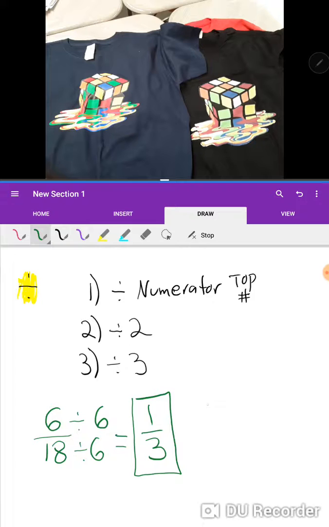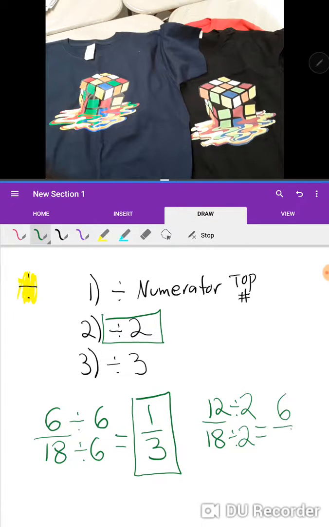Okay, but let's look at this one. Let's say we had 12/18. Well, in this case, you can't divide the top and the bottom by 12 because 12 goes into 12, but 12 doesn't go into 18. So in that case, why don't we try dividing by 2? So if we divide by 2 and divide by 2, we get 6/9. Or here we can even divide by 3 again and divide by 3 to get our lowest terms, 2/3.